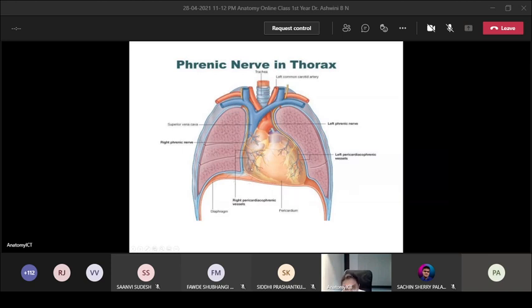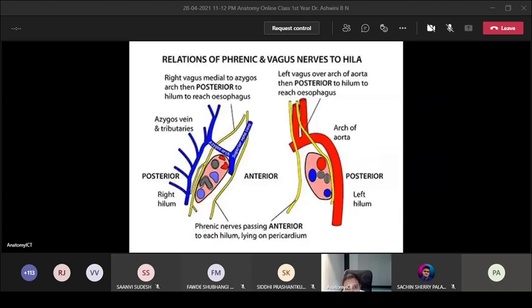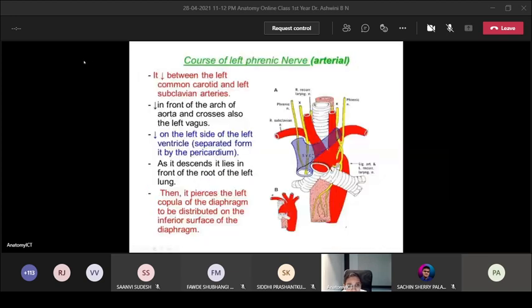Now we'll see the course and relations of the left phrenic nerve. After its formation, when it passes in front of the left scalenus anterior, then it descends down in between the left common carotid and left subclavian. It runs in between the two. Then it crosses in front of the arch of aorta. This is the left vagus. It crosses the left vagus above the arch of aorta.